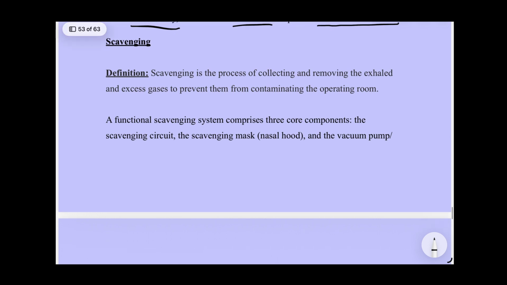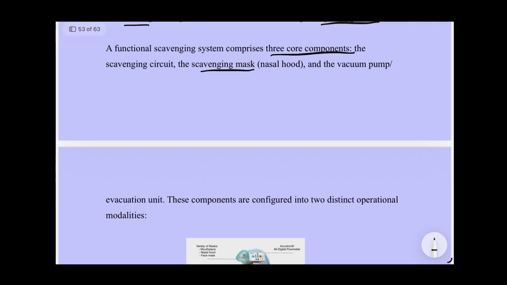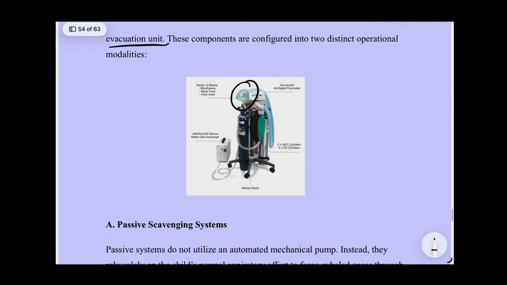So let's start with the definition. Scavenging is the process of collecting and removing the exhaled and excess gas to prevent them from contaminating the operating room. A functional scavenging system comprises three core components: the scavenging unit, the scavenging mask, and the vacuum pump or the evacuation unit. This is the mask, the evacuation unit.